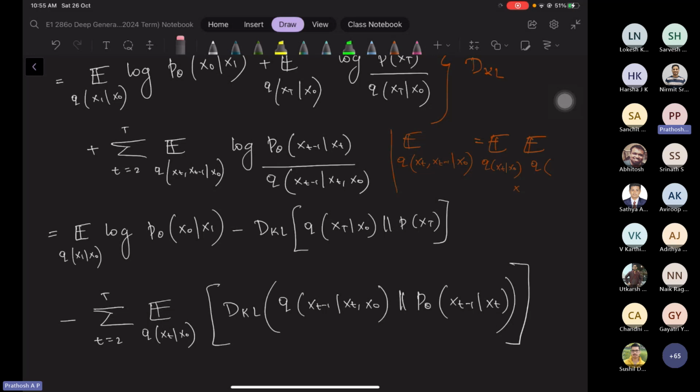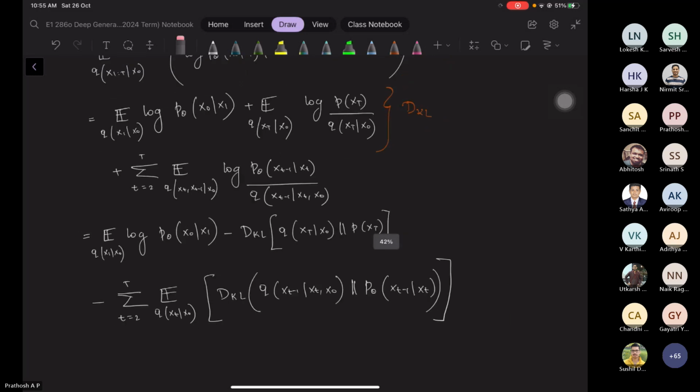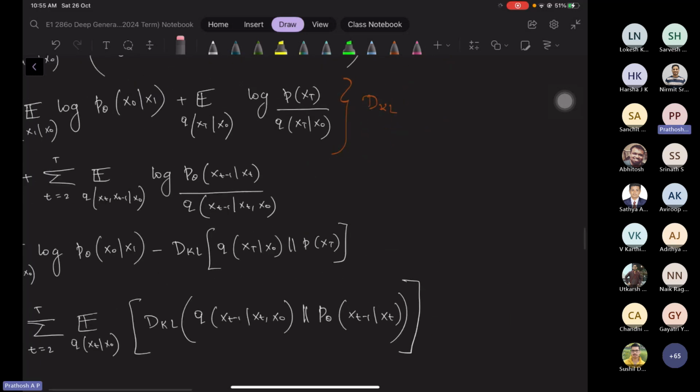Okay, I don't have space here. Let me create some space and write it. Now we have the expectation of something, with respect to q of xt and xt minus 1 given x naught.